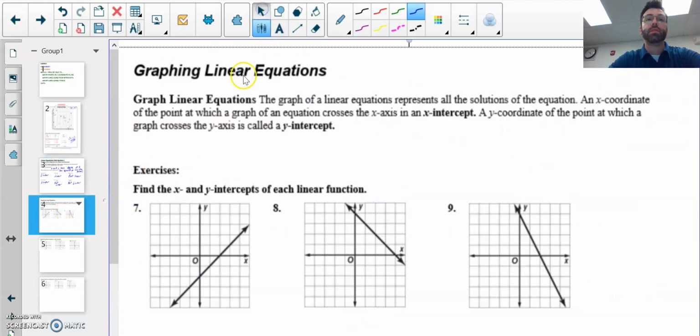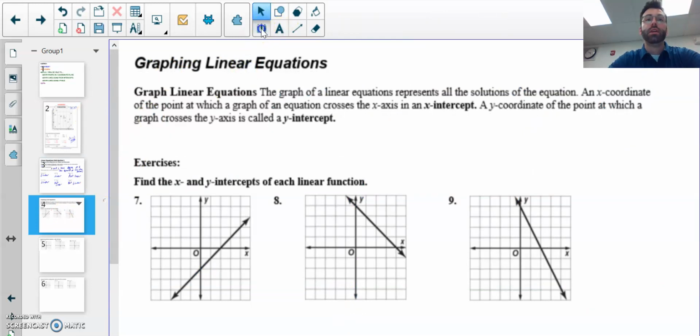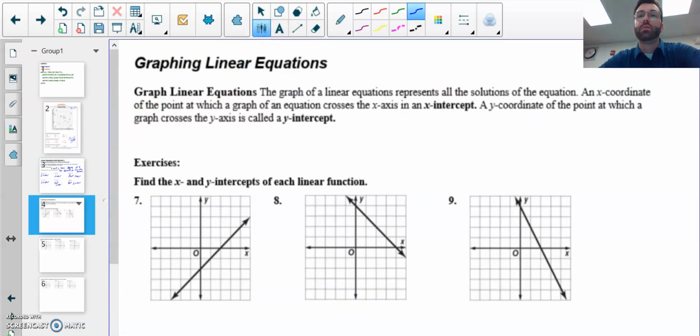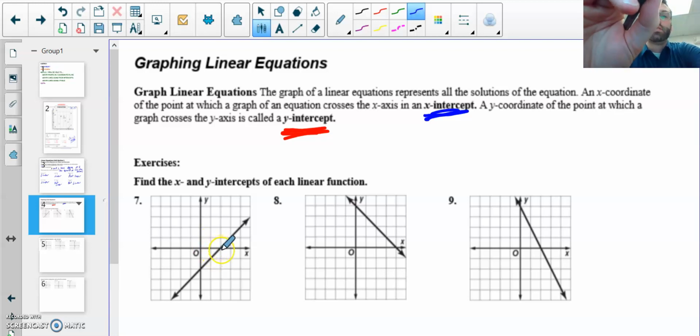Next, it says graphing linear equations. The graph of the linear equation represents all the solutions of the equation. An x-coordinate at which the graph of the equation crosses the x-axis is our x-intercept. The y-coordinate where the graph crosses the y-axis is our y-intercept. So it says find the x and y-intercepts. Let's find x first.